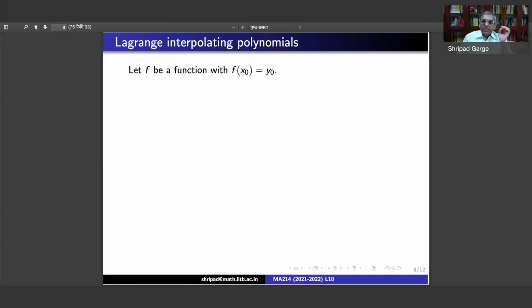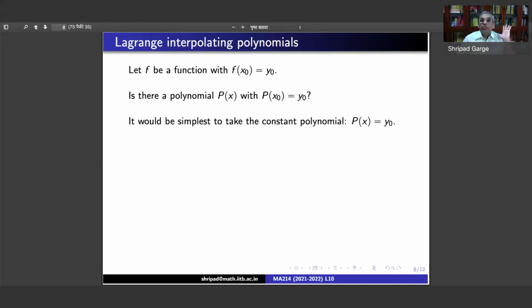So let's start with some of the very basic situations, which is that you have a function which is defined on a point x0 and the value is y0. Then is there a polynomial p(x) with p(x0) equal to y0? Do you have a polynomial in one variable whose value on x0 is y0? Now one can write down several polynomials naturally. You just want to have a polynomial whose value on that particular point is some particular thing. But the simplest such thing would be perhaps just the constant polynomial.